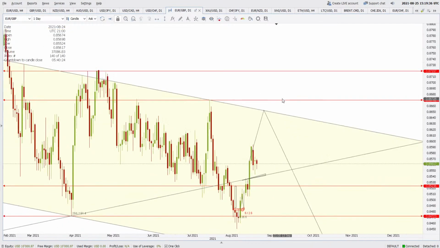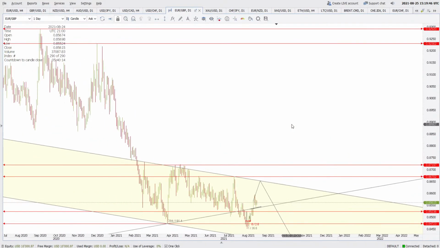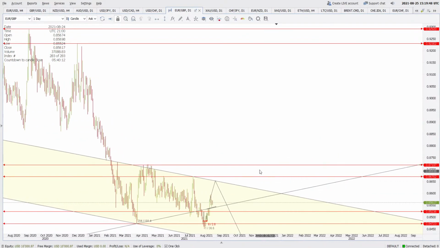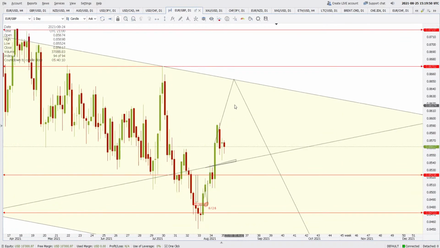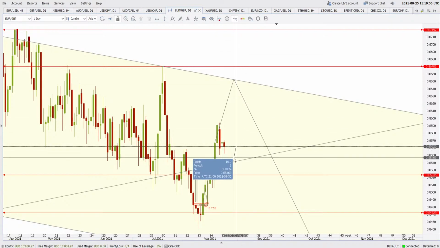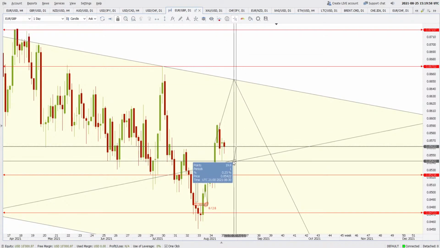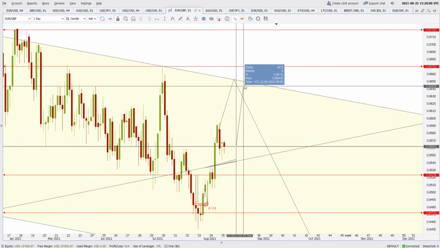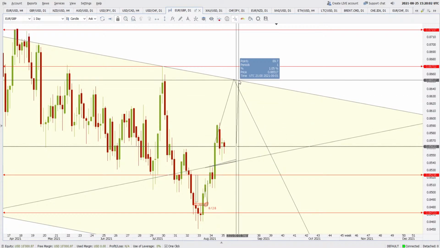EURGBP has entered inside the symmetrical triangle and is trying to take support near this zone. I think it will go at least to test this channel's resistance before it starts falling. So the minimum we can see in this one is 0.8654. If you want to take a risk now, you will have a risk of almost 20 points from here, with a target of 89.